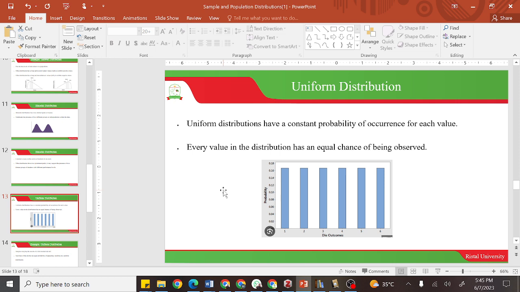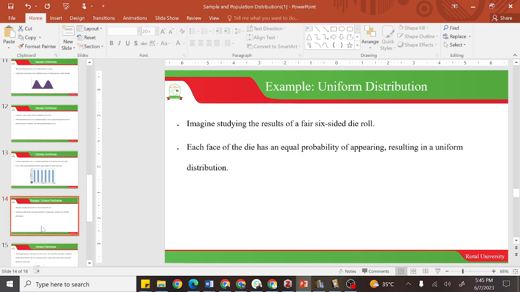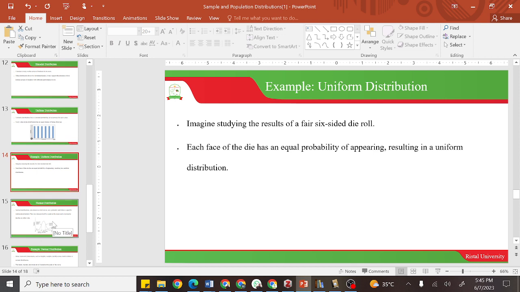So for example, if you throw a dice, the dice will give you any of the 6 faces. So the chances of getting any of the faces 1 up to 6 are equal. So you get a uniform distribution. So that is an example of a dice that we hope you see.